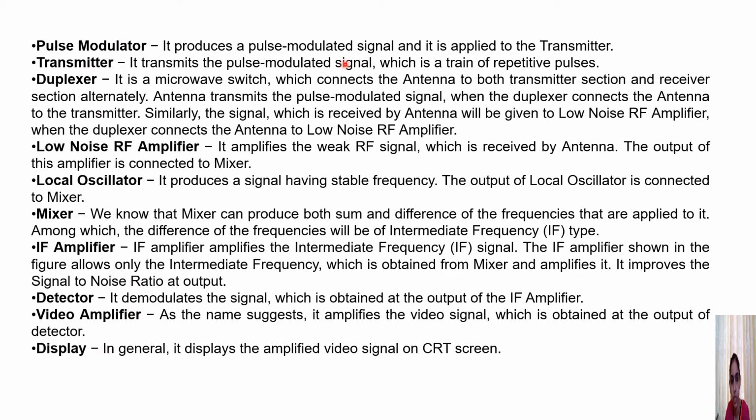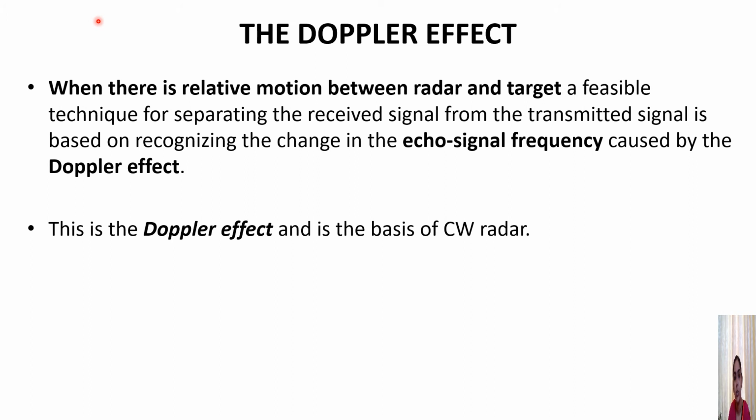You can go through these functions: pulse modulator, transmitter, duplexer, low noise RF amplifier, local oscillator, mixer, IF amplifier, detector, video amplifier and display. So the detailed explanation I have given in the block diagram itself. Now we have seen about the pulsed radar.